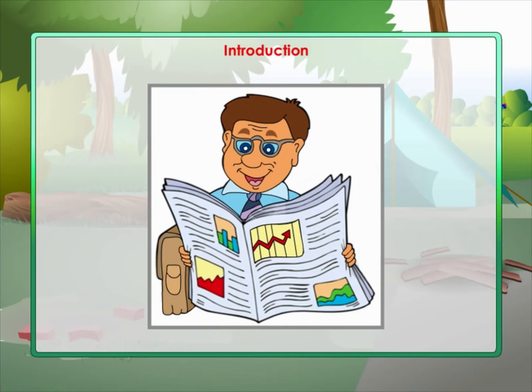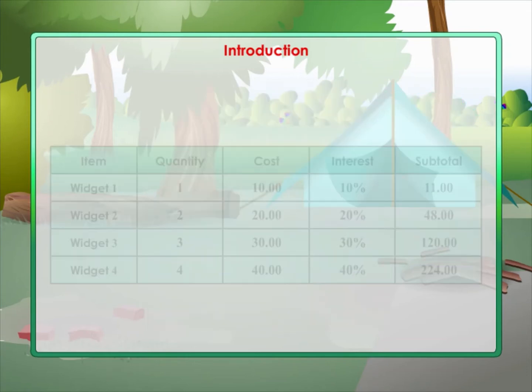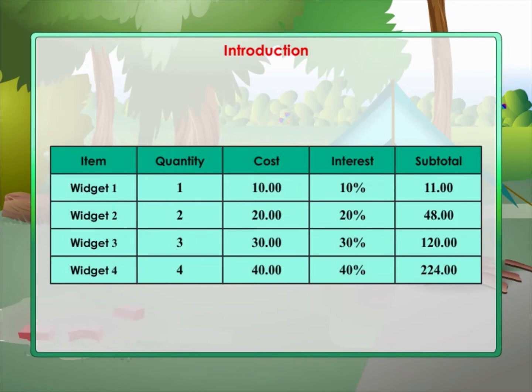Have you seen graphs in the newspaper? Graphs are visual representations of data collected. The graph is a visual display of some data. We can understand the numerical facts in visual form. In most cases, the data exists in the form of a table.